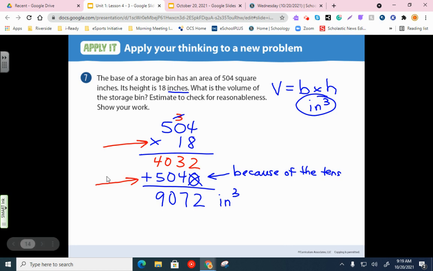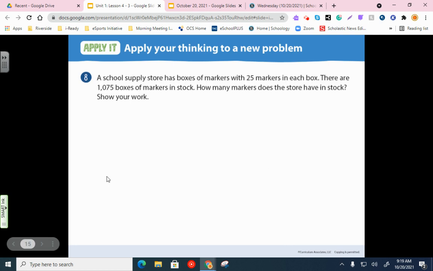All right, let's go on to number 8. A school supply store has boxes of markers with 25 markers in each box. There are 1,075 boxes of markers in stock. So they want to know how many markers they have all together. So this is another multiplication. 1,075 times 25.